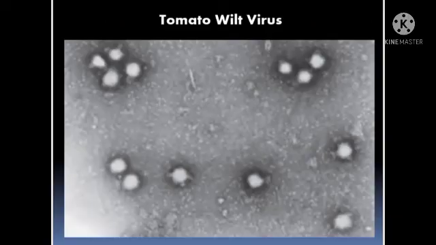So students, in the picture you can see an example of a virus, that is tomato wilt virus. Tomato wilt virus is an important disease of many different crops in temperate and subtropical regions of the world.